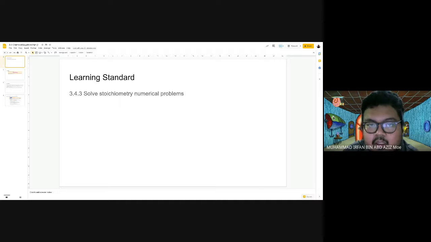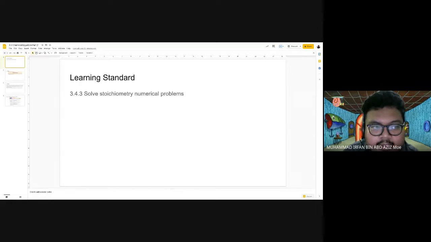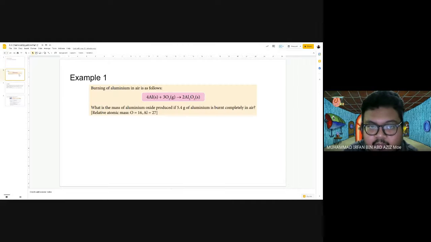Okay, so hari ni cikgu akan tunjuk example, and then you will do activities for questions lah, kena jawab, kena submit on that today juga, before habis kelas. Okay, so this is example 1 from textbook.